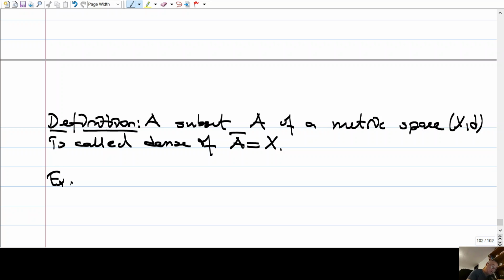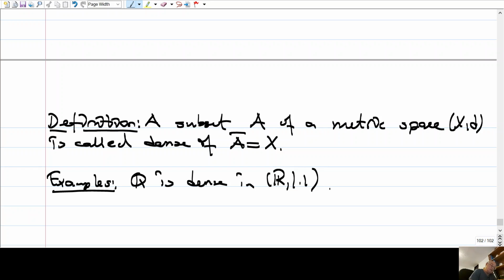Example, of course, examples. You see, Q is dense in R, right? What else? R minus, let's say, 0. If I just take 0 outside R, this is dense in again R, right?